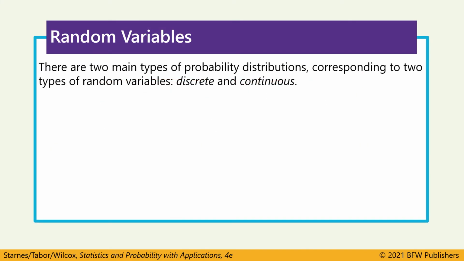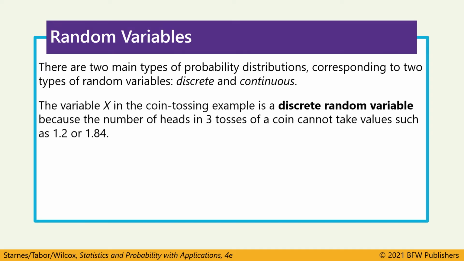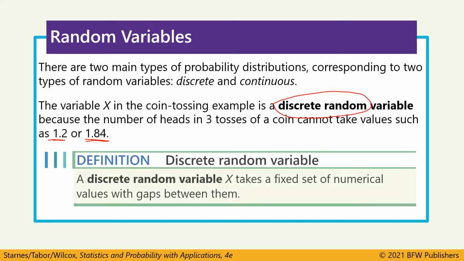Now, there are 2 types of probability distributions which correspond to the 2 types of random variables. We have discrete data and we have continuous data. When we're talking about the number of heads that we get in 3 coin flips, this is a discrete random variable because this is countable. In 3 tosses of a coin, we might get 1 head or 3 heads, but we'll never get 1.2 or 1.84 heads out of 3. So a discrete variable is a countable variable, and it has a fixed set of numerical values that have gaps in between them. We'll get 1 head or 2, but not in between.